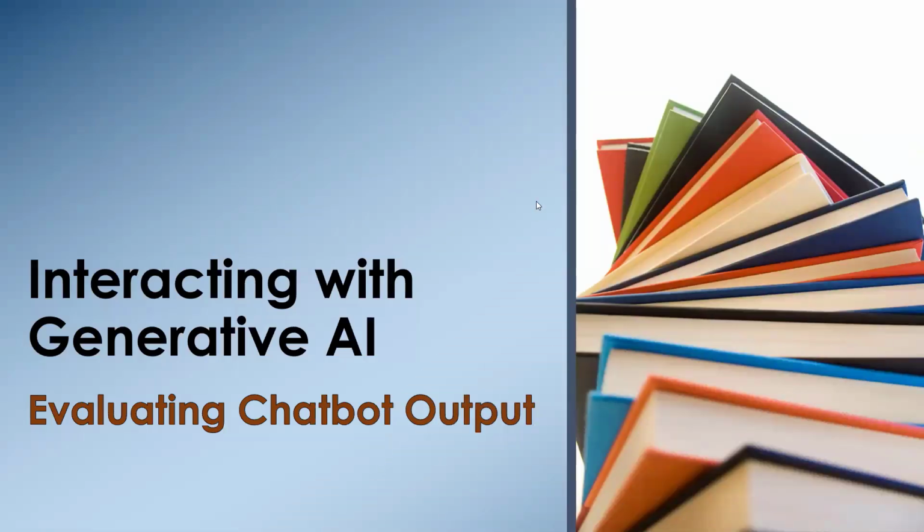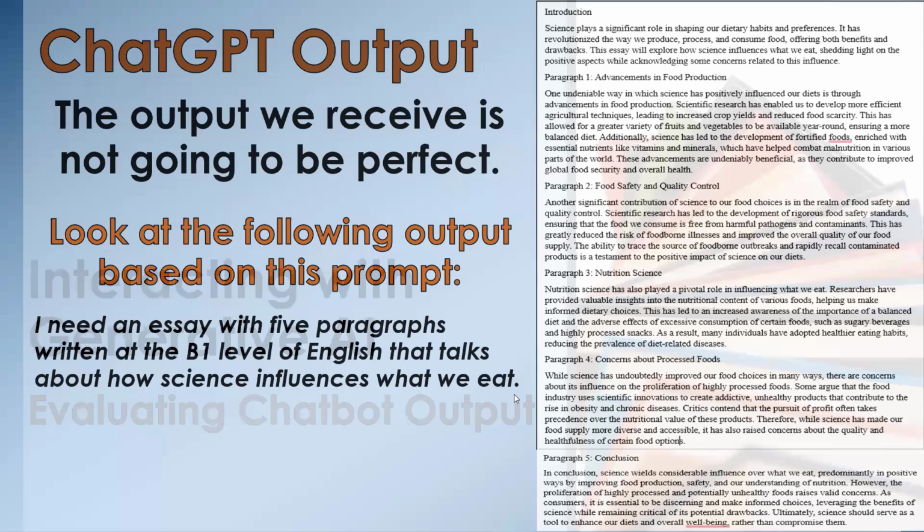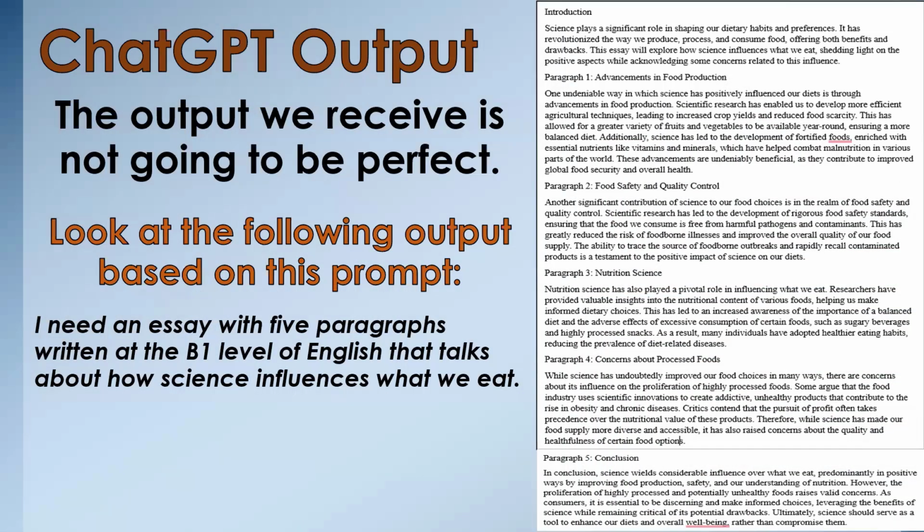So we've talked about how we can engineer prompts to get the desired output from the AI, but sometimes the output that we get, we need to change a little bit to make sure that it conforms to what our teachers are asking us for. So let's take a look at this sample, and this is actually something that I got from ChatGPT. Okay, we have to remember that what we get from ChatGPT is not going to be perfect. We're going to have to edit it, and we're going to perhaps have to go back and change our prompts a bit to get output that is more consistent with what our teacher is asking for.